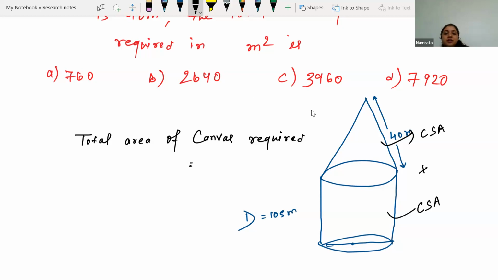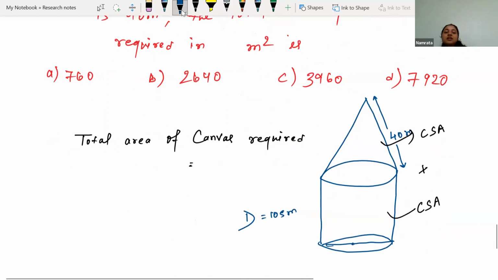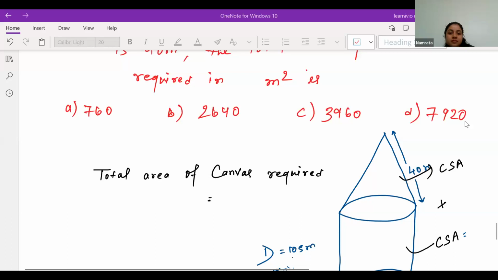Any confusion over here? Now, do we have all the information in hand? Let's check. The diameter is given as 105, so easily we will be able to find the radius. That is 105 by 2. It will come in decimal. Now, what's the formula for the curved surface area of the cylinder? Yes. Anyone? Yeah, sure. Jaslene, you can go.